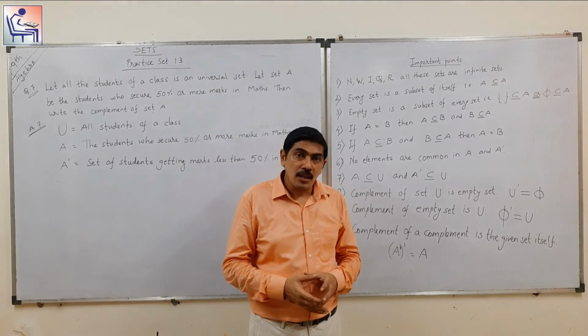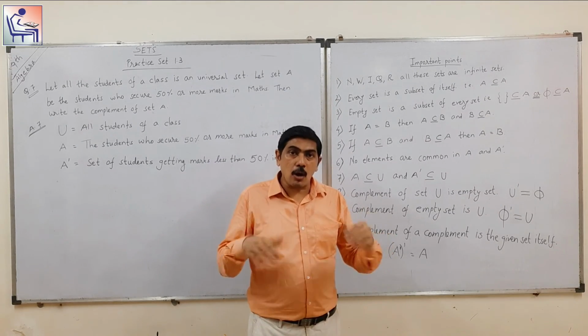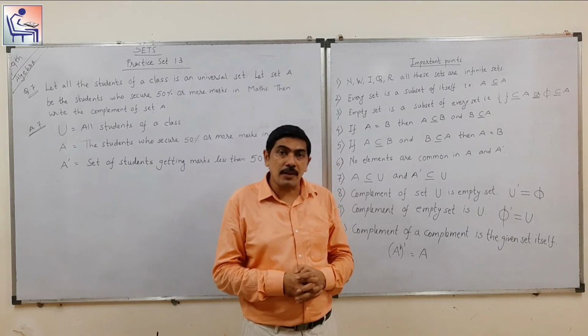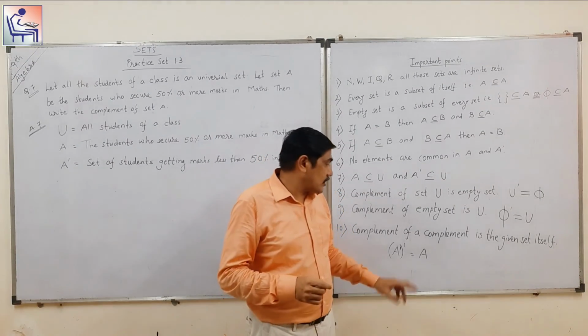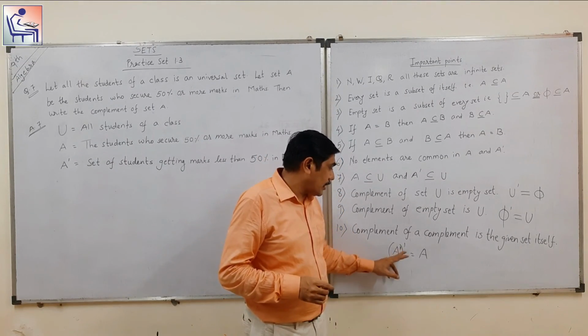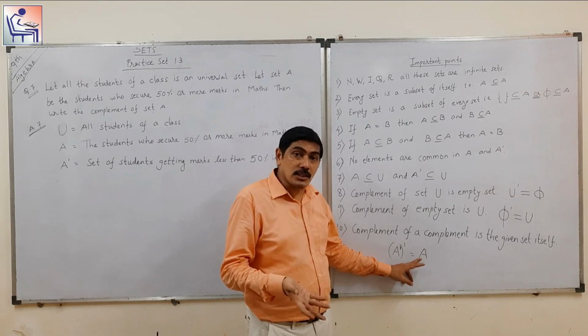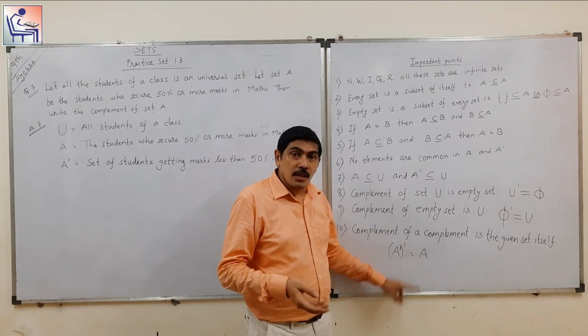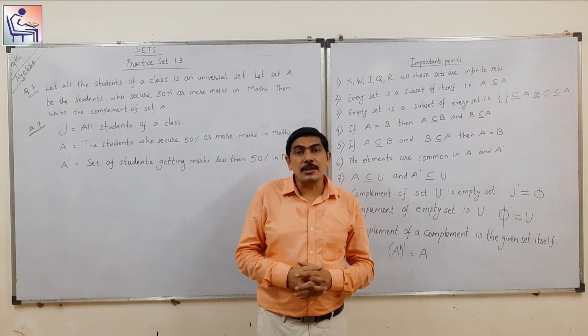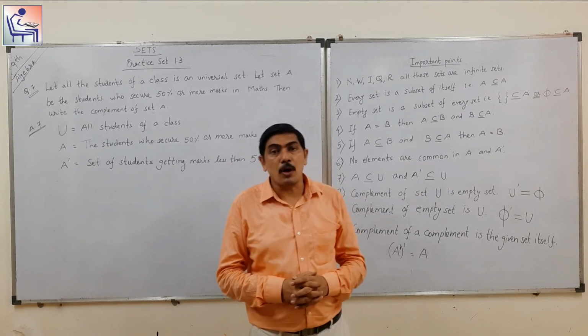So complement of 2 4 6 8 10 will be 1 3 5 7 9, and that's why we can say that complement of A complement is that set itself. It means set A. So here we have completed practice set 1.3.